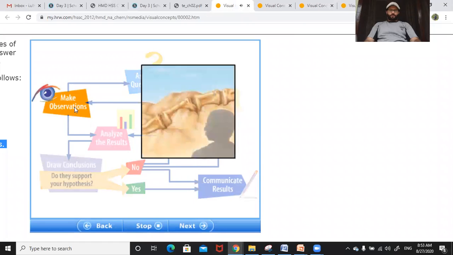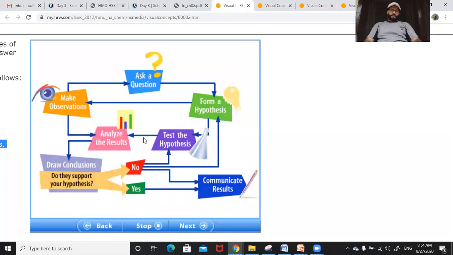Look, dear student, the very first step is to make an observation. If you look over here, a person is observing bones, things related to bones. You can do observation by using your 5 senses. So the person over here is observing these bones. The first step in the scientific method is observation, which we do with our 5 senses.